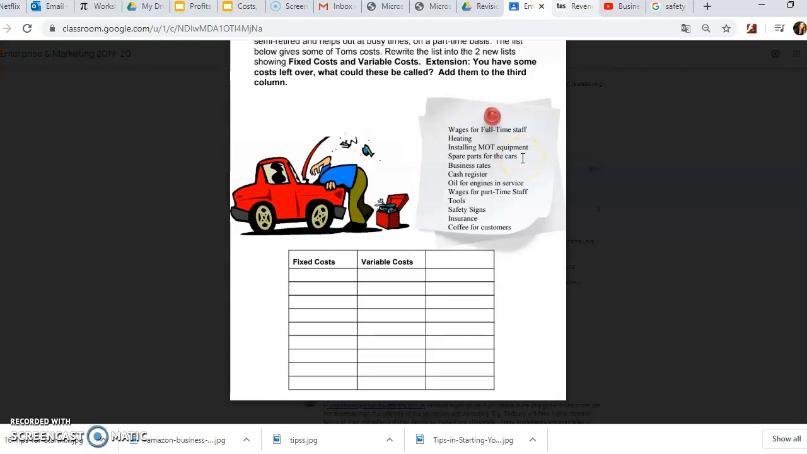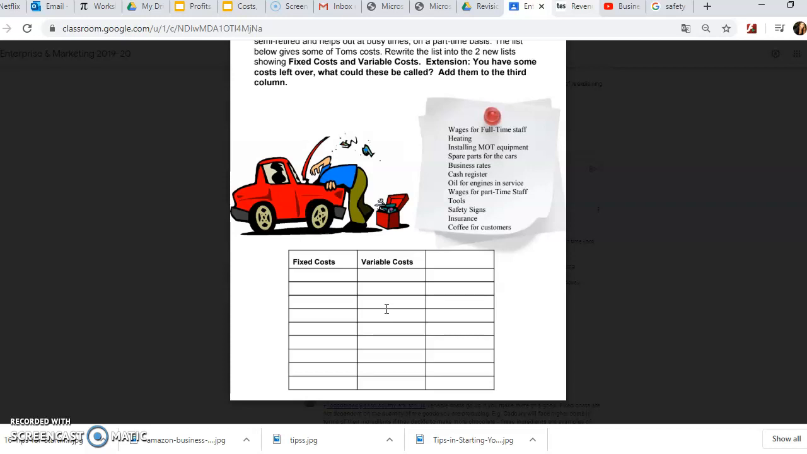Business rates, so this would stand for the repayment of a business loan. If this little business has asked for a loan from a bank, they would have to pay interest, and that would count as a fixed cost because it does not depend on the amount produced. Cash register, you probably know what this is. It's a machine used in shops, with a little drawer for money, and it displays the amount for each sale. That would be a fixed cost because you only buy one of them, and it doesn't depend on the amount produced. Oil for engines and service would count as a variable cost. Wages for part-time staff would also count as a variable cost.